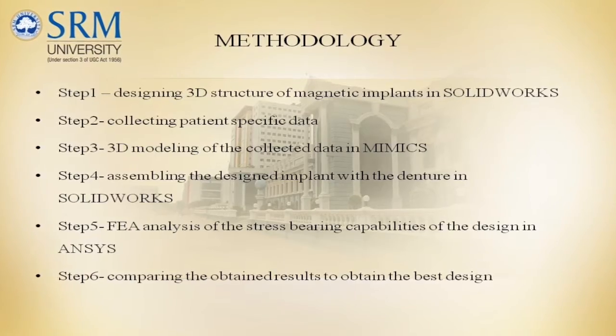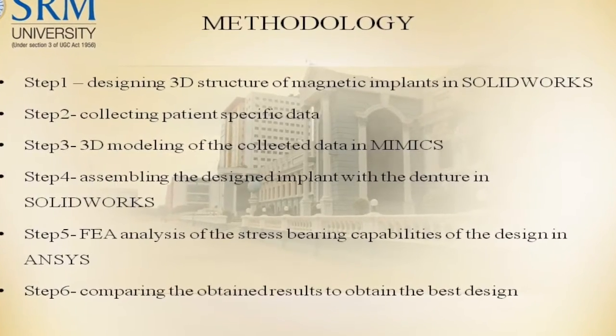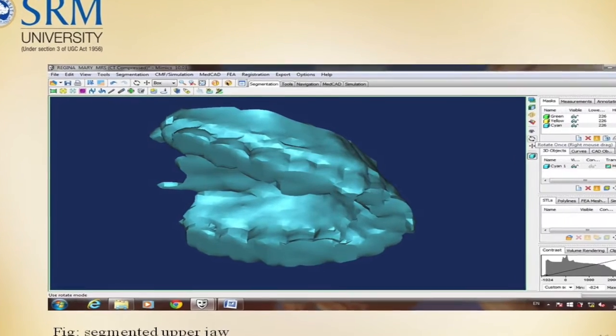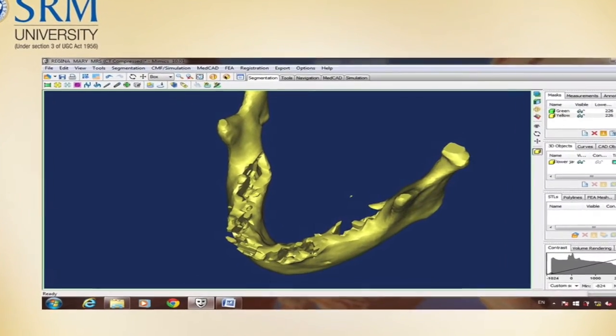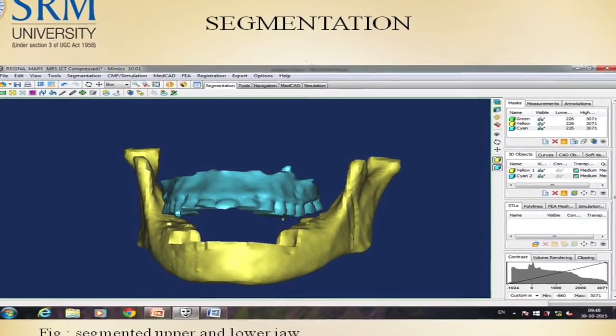Now going to the methodology. I have first taken the CT images and converted them into DICOM format, which is an acceptable format in Mimics software. In Mimics, I first did the thresholding and the segmentation of the required region, then smoothing, and then I calculated the 3D model of the required region. From the 3D model, I have taken the dimensions.